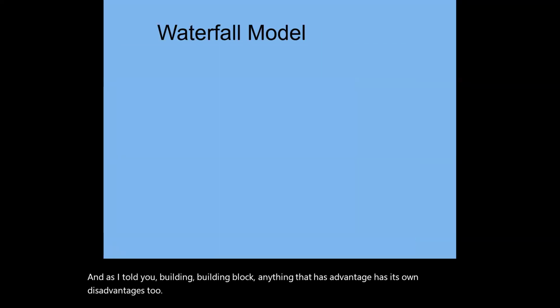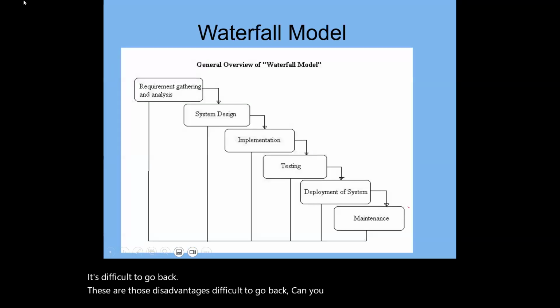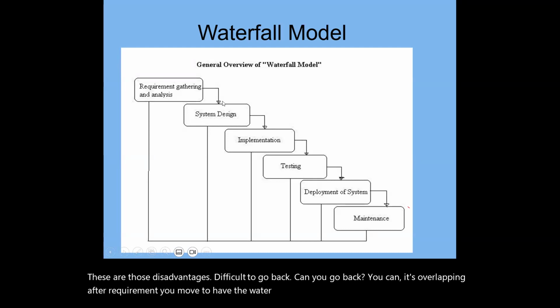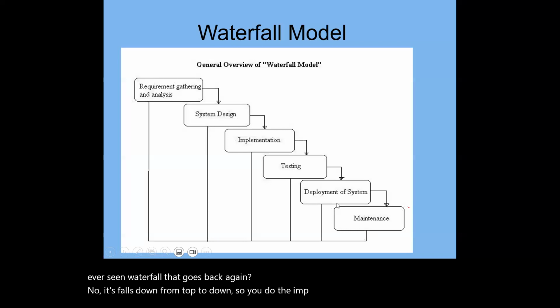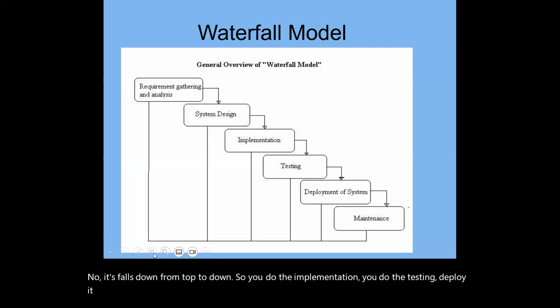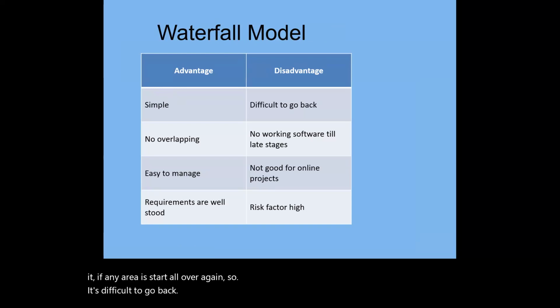It's difficult to go back. Those are the disadvantages. Difficult to go back. Can you go back? You can. After requirement, you move to the other. Does water go back in a waterfall? Have you ever seen a waterfall that goes back again? No, it falls down from top to bottom. So you do the implementation, you do the testing, deploy it. If there is any error, it starts all over again. So it's difficult to go back. All right?